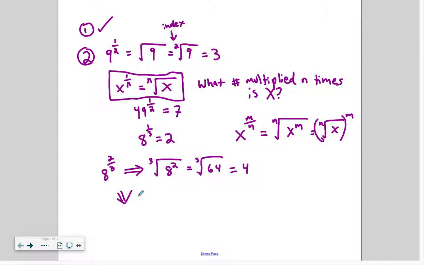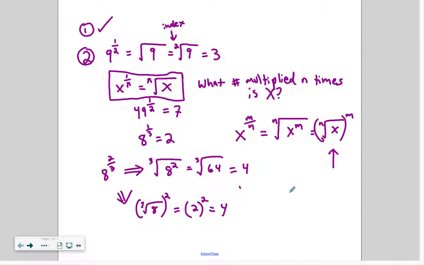The other one is the nth root, which is the third root of 8, squared. Now, the third root of 8 asks the question, what number multiplied 3 times is 8? On the inside of the parentheses, that, of course, is 2. We already know that from above. And 2 squared is 4. So I think this method right here is the easiest for evaluating.